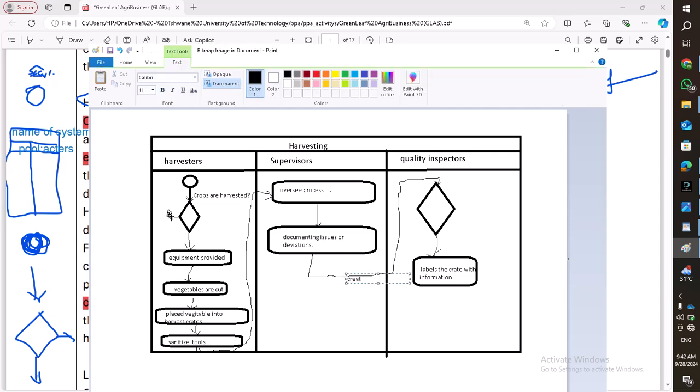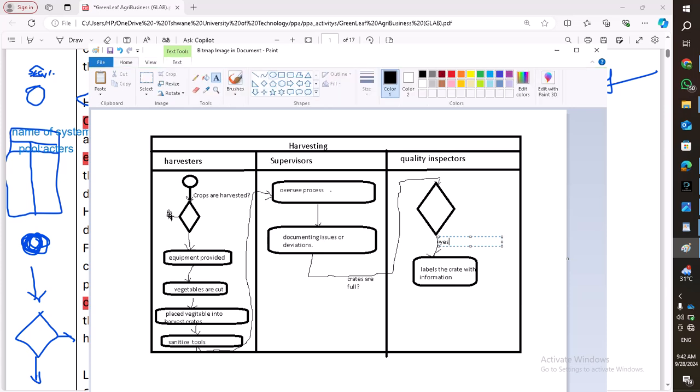Are the crates full? If it's yes, it will go to the final step, and then it's going to be my end point. This is going to be my end point. I'm trying to help you guys understand.